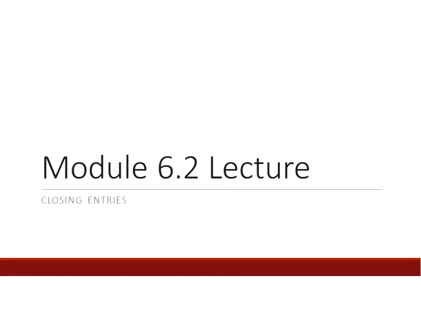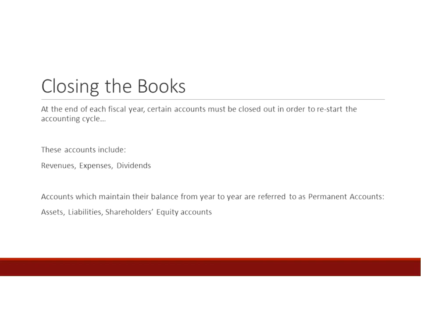Welcome to our module on closing entries, Module 6.2. At the end of each fiscal year, there are certain accounts that we need to reset to zero in order for us to track an organization's progress throughout a fiscal period, throughout a year. Those include what we call temporary accounts. They include our revenues, our expenses, and our dividends.